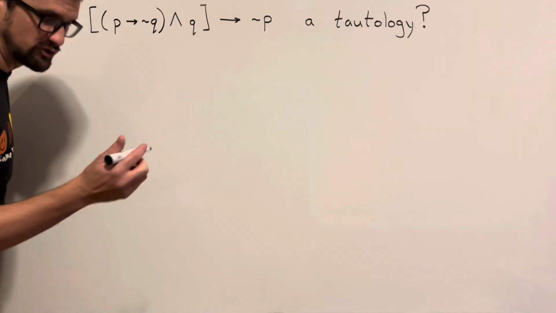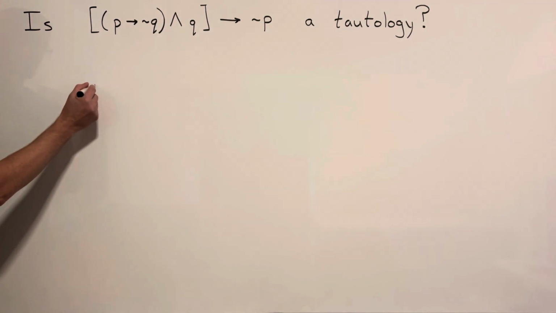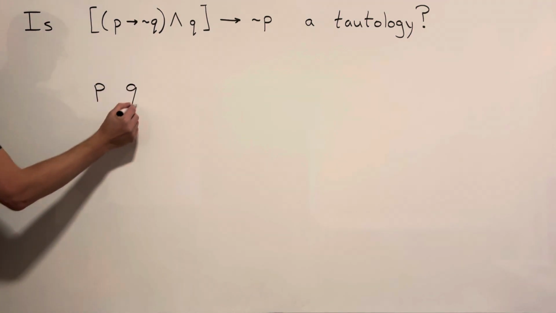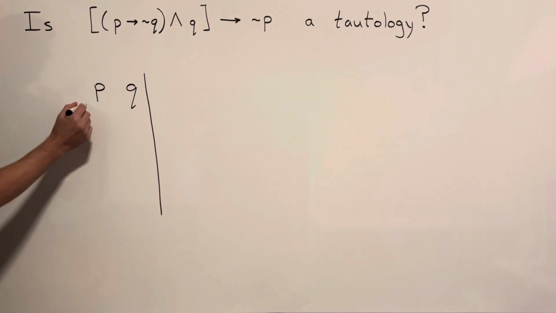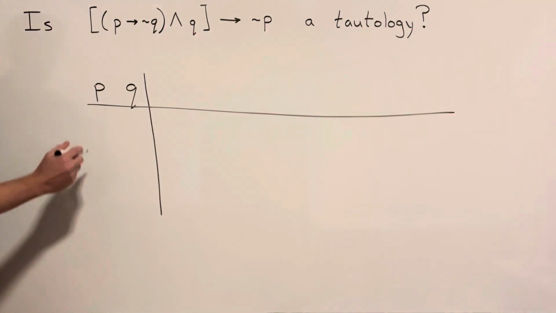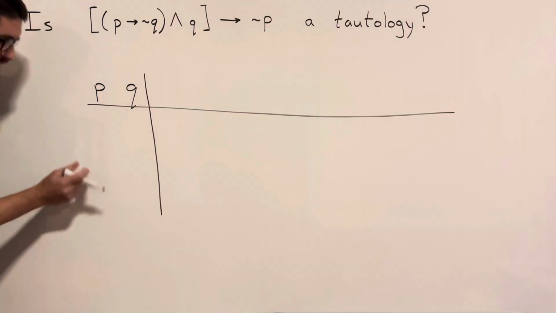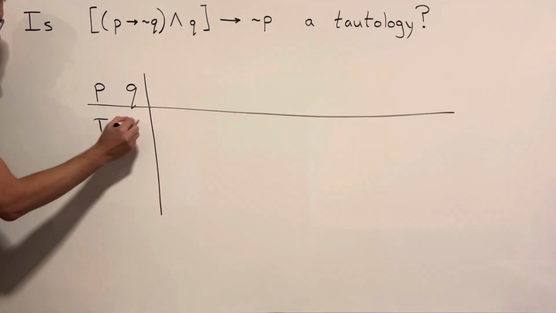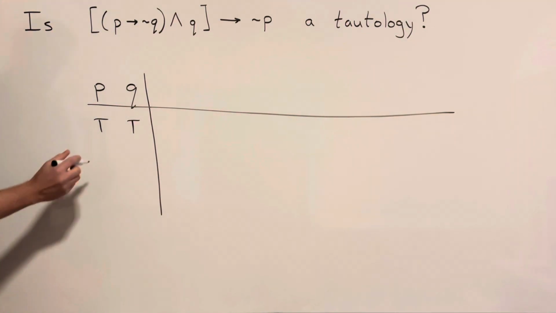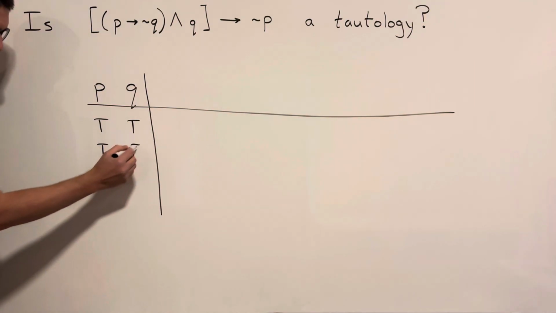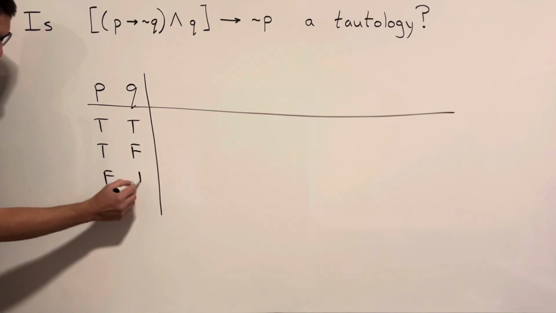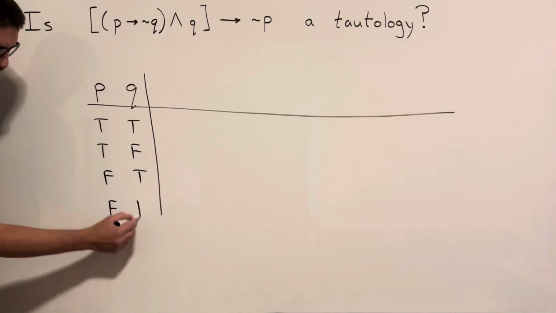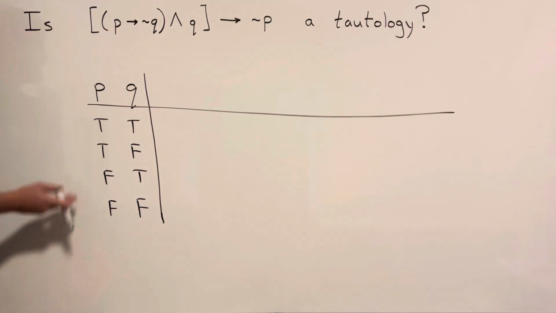We're going to do that by making a truth table. You start with columns for P and Q. You have 4 situations. The situation where they're both true, P true, Q false, P false, Q true, or the situation where they're both false.